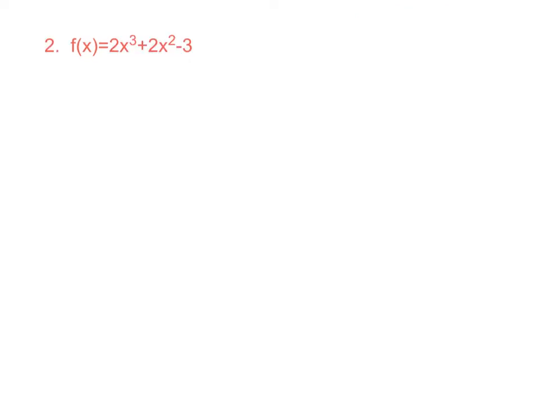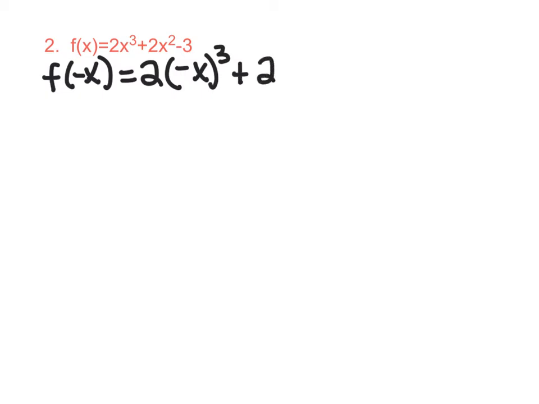If we look at this next one here, we have f of x equals 2x cubed plus 2x squared minus 3. Again, I like to start with just finding f of negative x first. Just like the last one, everywhere we see an x, we're going to substitute in a negative x. Raise it to the third power, plus 2. There's an x, so I'm going to put in a negative x, raise it to the second power, minus 3.